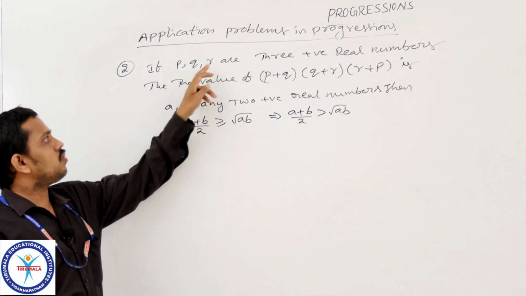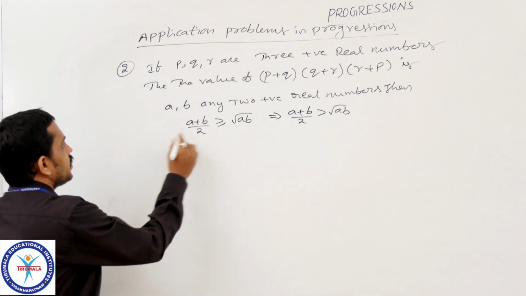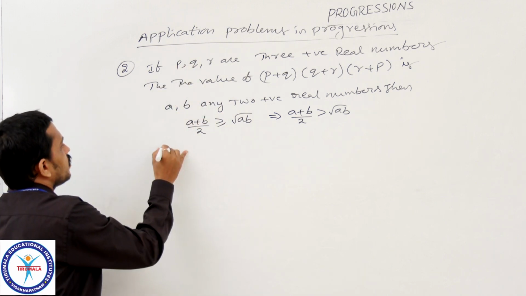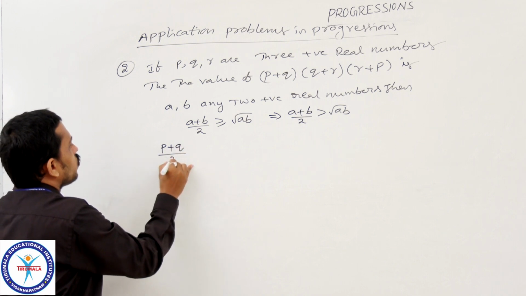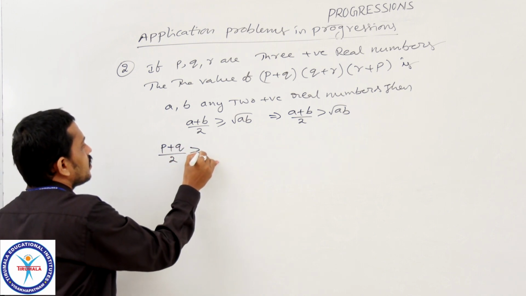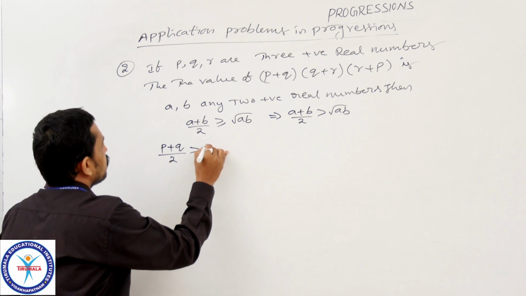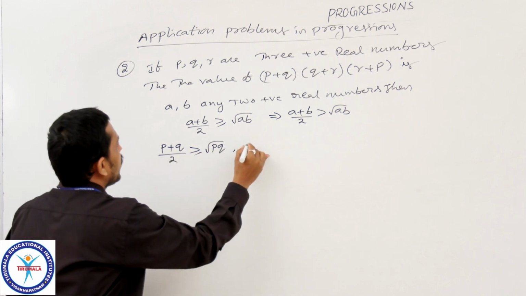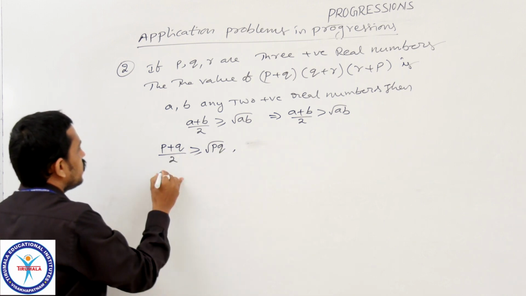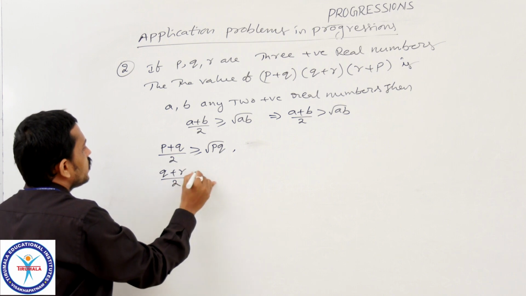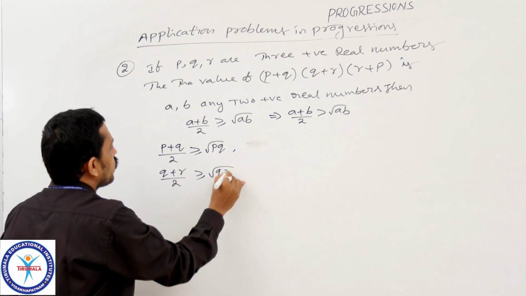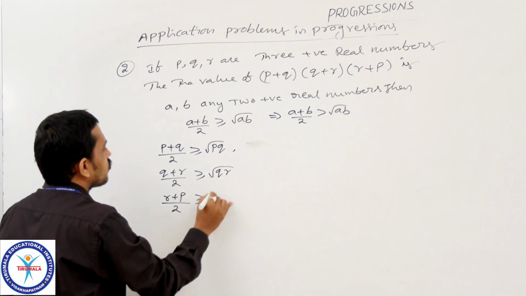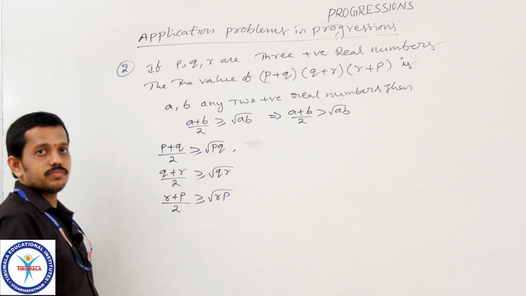So here p, q, r are three positive real numbers. Then by applying this AM-GM relation to p, q, r, we have (p + q)/2 is always greater than or equal to root pq, and (q + r)/2 is greater than or equal to root qr, and (r + p)/2 is greater than or equal to root rp.